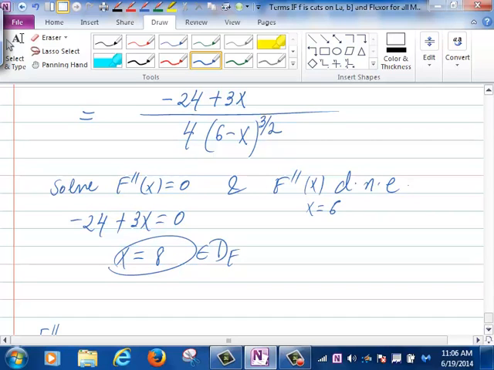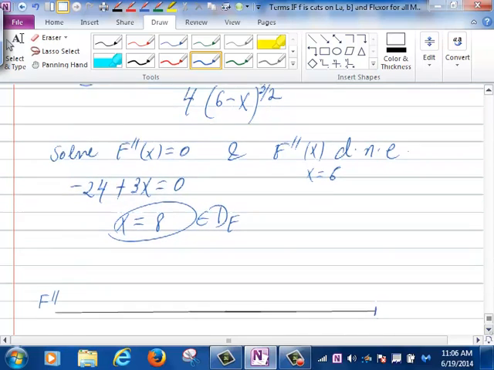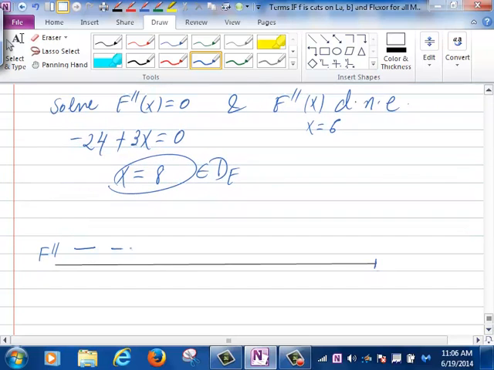Everybody is okay with that? Because x is less than 6, yeah, so it's always negative, which means it's concave down. So f is concave down. Okay, we have the increasing, decreasing, concavity and all that.